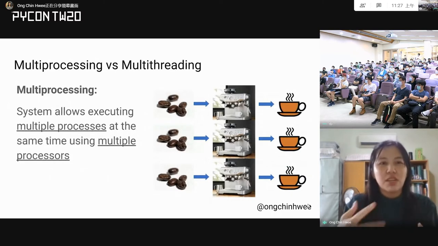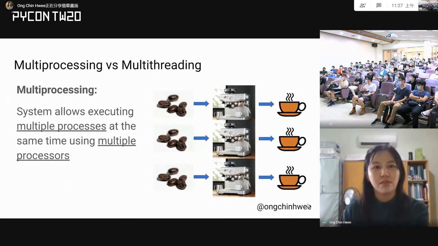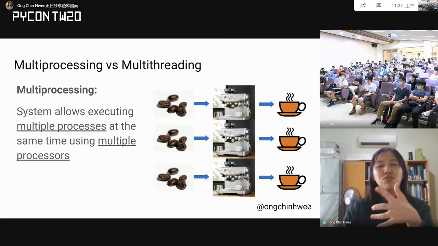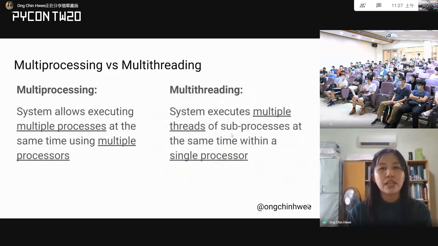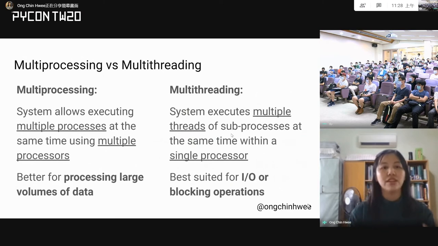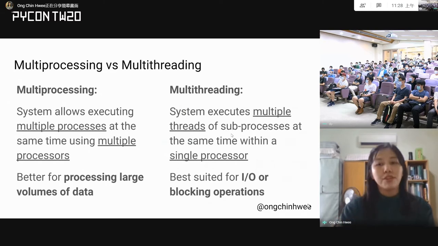So let's go on to the concept of multiprocessing versus multithreading. Multiprocessing is whereby the system allows executing multiple processes at the same time using multiple processors. It's like having three coffee machines. Multithreading is whereby the system executes multiple threads of sub-processes at the same time within a single processor. What it means is that one unit of coffee machine may have multiple threads of sub-processes to execute the process. Multiprocessing is better for processing large volumes of data, especially for computational operations. But multithreading is best suited for I/O or blocking operations, such as querying an API.